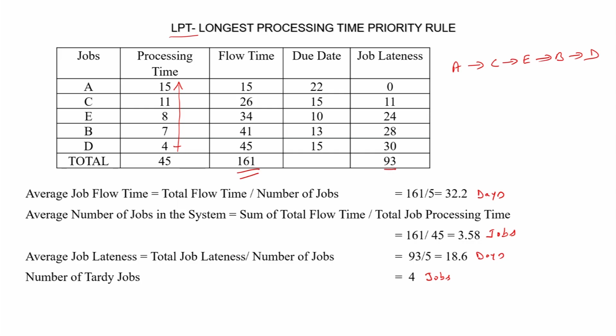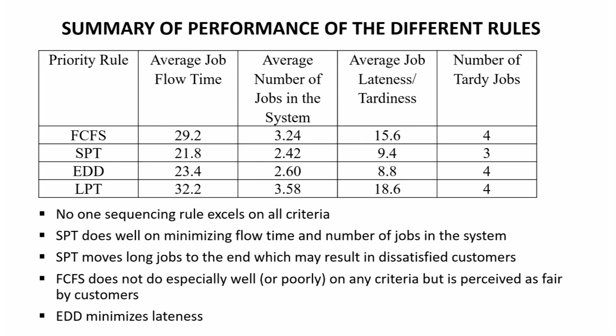Now, let us put all these performance measures of these 4 priority rules together in one place. So, this is a summary of that. 4 priority rules: first come first serve, SPT, EDD, and LPT. And we have taken 4 different performance measures: average job flow time, average number of jobs in the system, average job lateness, and number of tardy jobs.